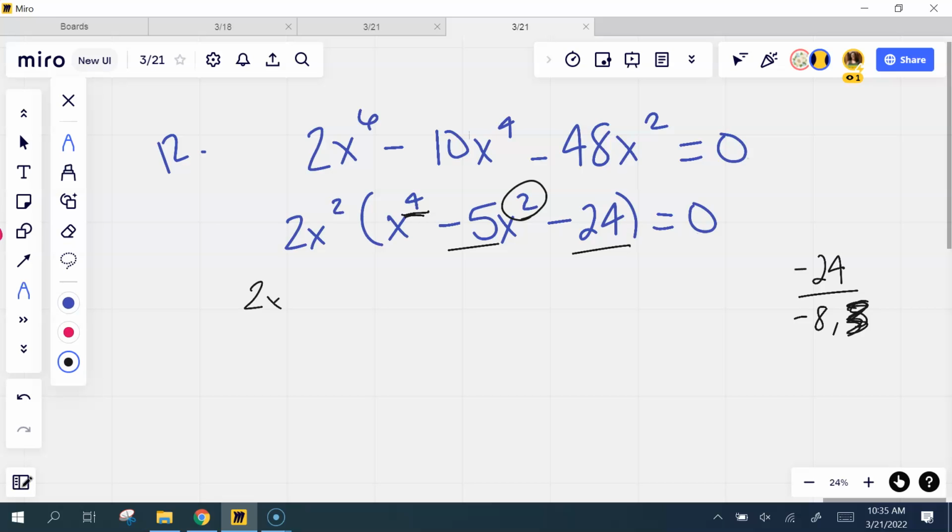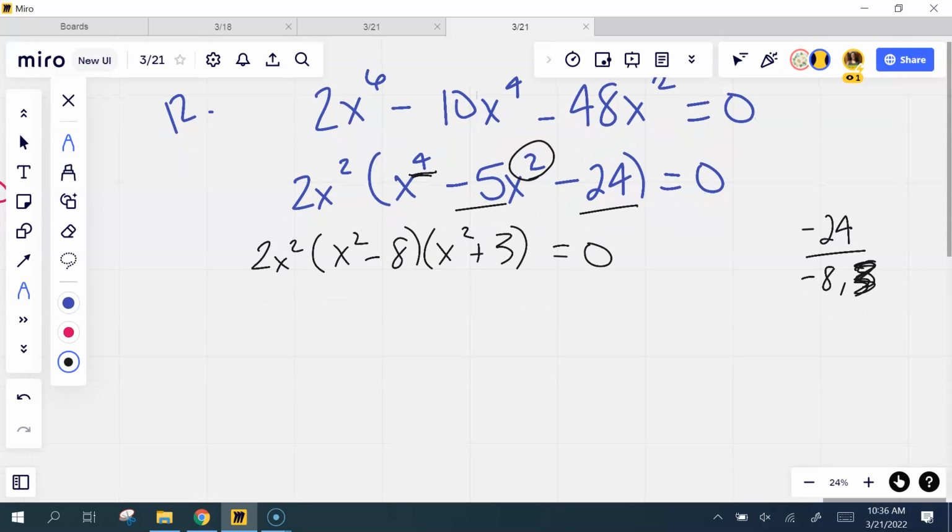So I have 2x squared times x squared minus 8 times x squared plus 3. This looks a lot like one we just did. Can anything factor any further? No. These aren't right for 2 terms. They're not both cubes. The one with the minus in it isn't a perfect square. 8's not a perfect square, so I'm going to stop. 2x squared equals 0. Here's my repeated solution of 0, right? That's multiplicity of 2, so it counts for 2.